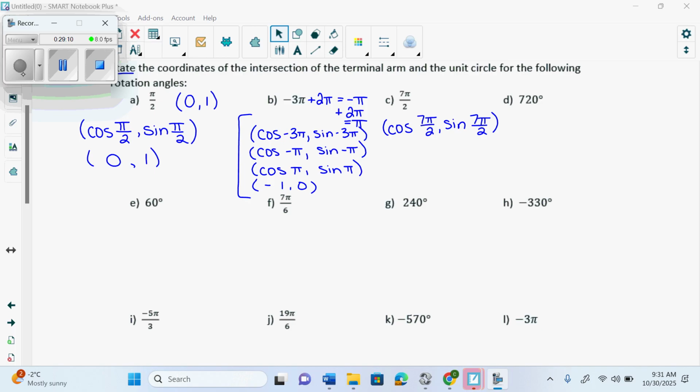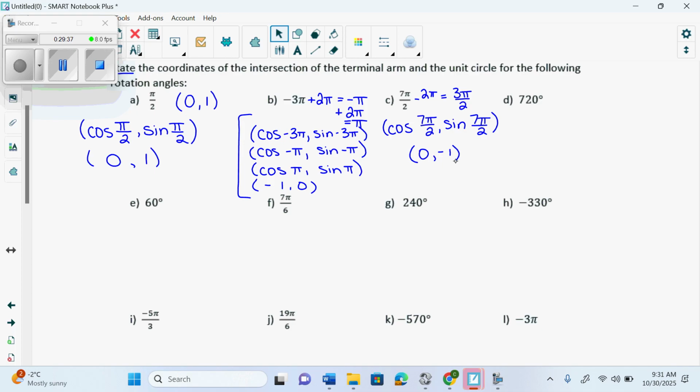Okay, 7 pi over 2 is too big, so I'm going to subtract 2 pi. Remember, you can make common denominators so you can actually subtract it, or you could go 7 over 2 minus 2, just not put the pi's in, put the pi back in after. Anyways, 7 pi over 2 minus 2 pi is 7 pi over 2 minus 4 pi over 2, so you're going to get 3 pi over 2. The coordinate at 3 pi over 2 is 0, -1.